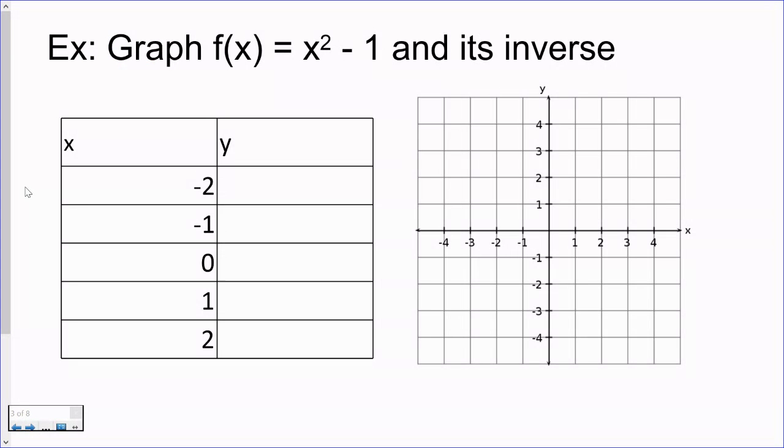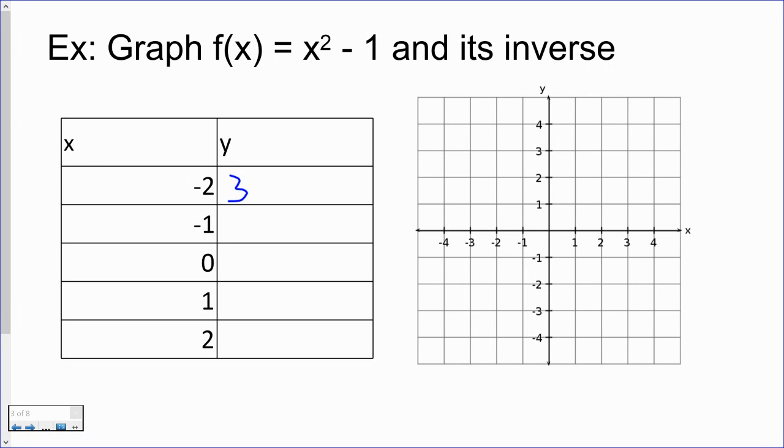So I want a little example here that we can talk about. We're going to graph what f of x looks like, and then after we graph f of x, we'll graph its inverse. First, I'm going to plug in some different values. If I plug in -2, if I take -2 squared, that's 4. 4 minus 1 gives me 3. So the coordinate point (-2, 3) is on that line.